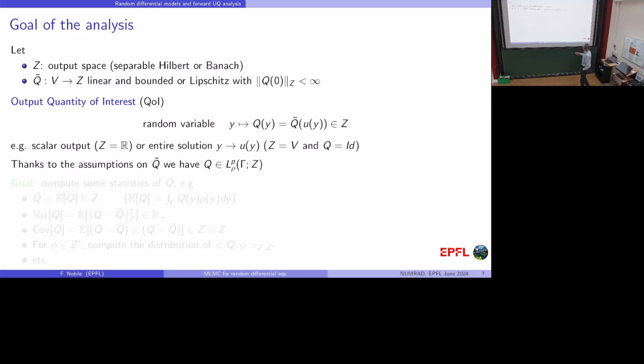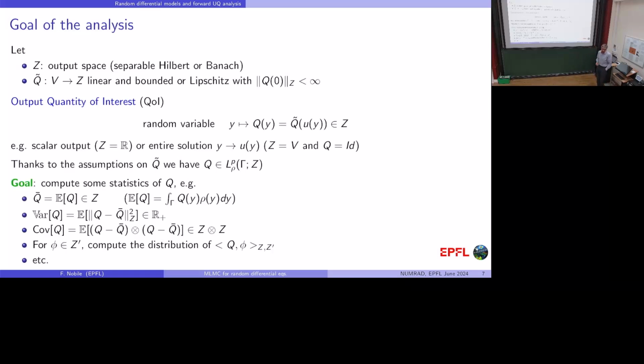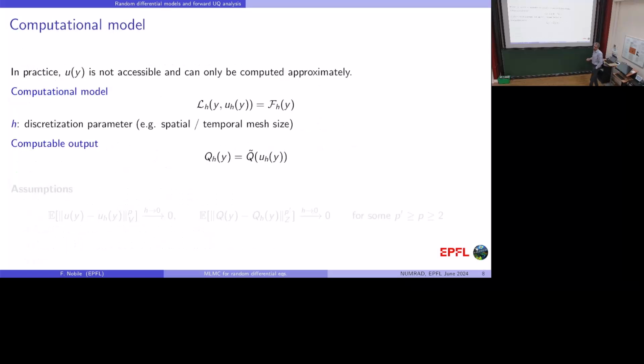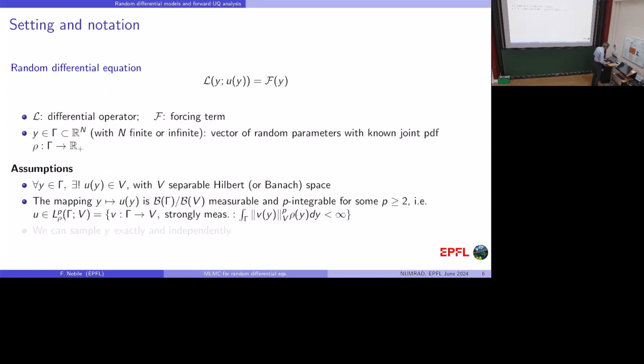Of course, the differential model is complex, so usually we don't have access to the exact solution of the differential model, so we need some computational model, which I denote with an h. It could be a finite element discretization of your PDE or some time integrator for an ODE or an SDE. And then this discretization implies an approximation of the output quantity, which hopefully will converge at a certain rate to the true quantity of interest. So we assume that we have some convergence at least in some p-th moment with p at least equal to 2.